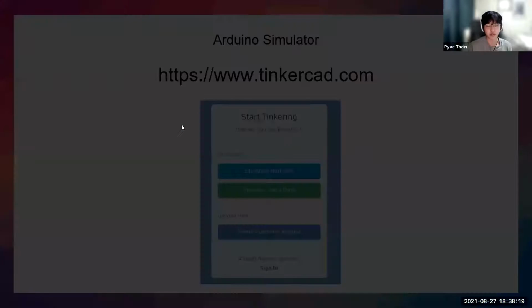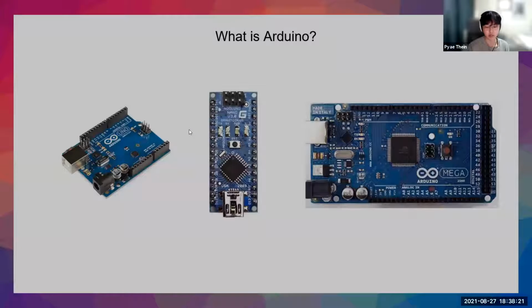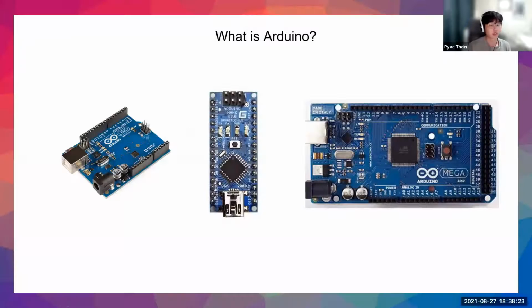All right, so let's talk about what Adreno is. Adreno is an open source hardware and software company that designs and manufactures single board microcontrollers and kits for digital devices. They have different boards for different usages. The one in the middle is the Adreno Nano, which I previously used in my final year project. It's also very compact and doesn't require a lot of space. Also, there are the Adreno Uno and Mega.